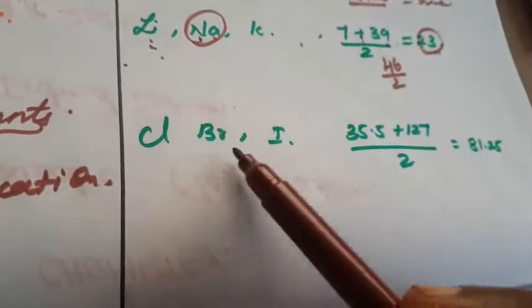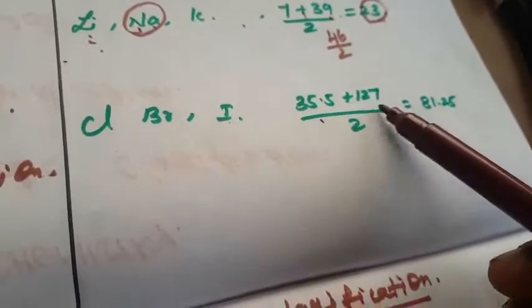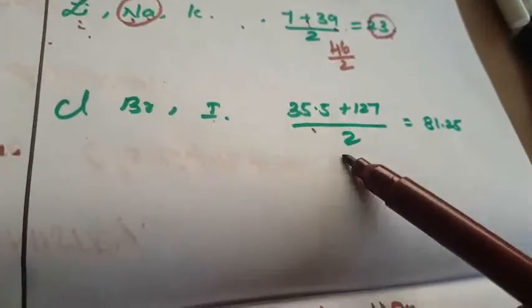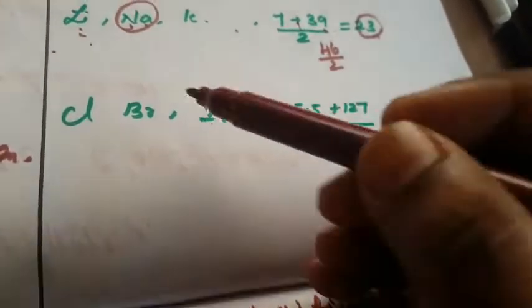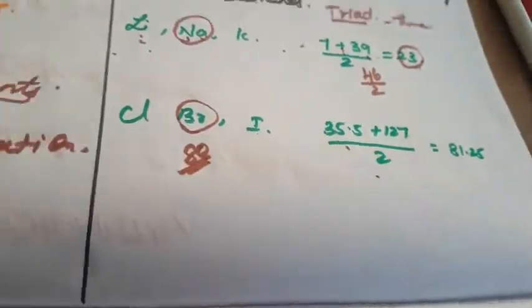Another one: chlorine, bromine, iodine. The chlorine atomic weight is 35.5. Iodine is 127. Adding and dividing by 2 gives about 81. The bromine atomic weight is 80. So this is another one. This is the Dobereiner classification.